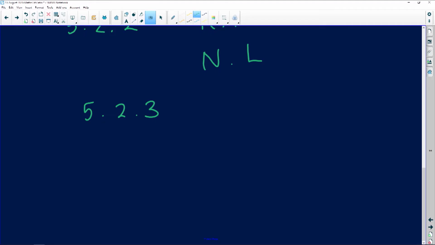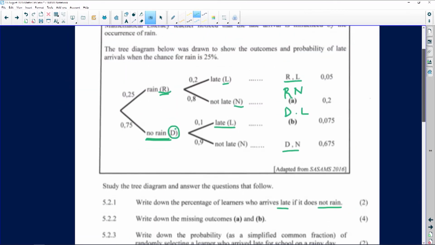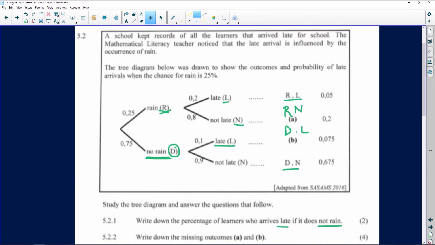So it says a simplified common fraction of randomly selecting. And that's what probability is. It's randomness, okay? Randomly selecting a learner who arrived late for school on a rainy day. So it's a combination of 2 things. Let's go look at what we would say in terms of that. So it says to us that we need to look at the probability of randomly selecting a learner who arrives late. So we know it's going to be late on a rainy day. So we're looking at this over here, rainy day and late. And it's a combination of the 2 things. So it's this over here. And we want to write that as a common fraction.